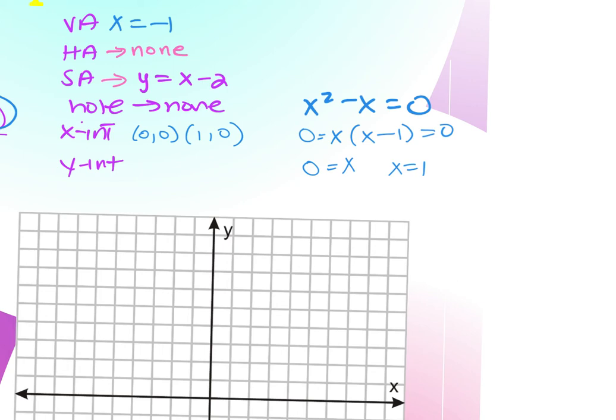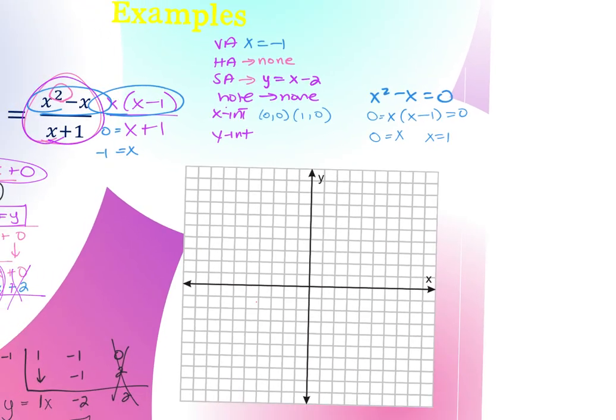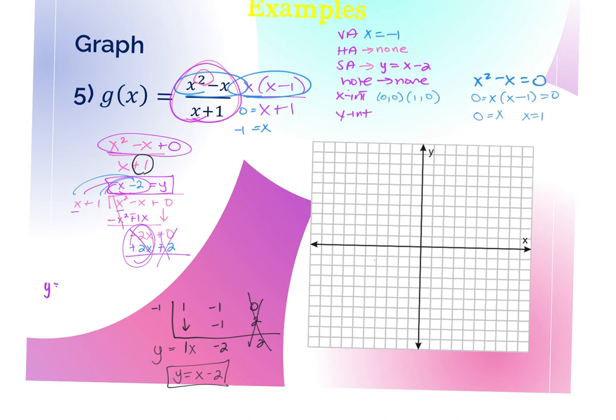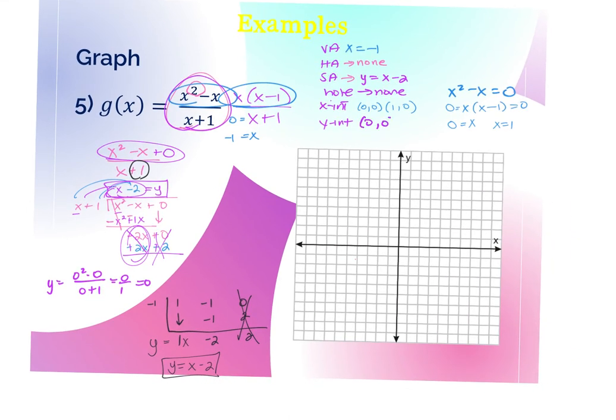The Y-intercept comes by plugging 0 in for x, and you can plug it in here or in its factored form, it doesn't matter. I'd get y equals 0 squared minus 0 over 0 plus 1, 0 over 1, which is 0, which is consistent with an X-intercept of 0, 0. Questions so far?